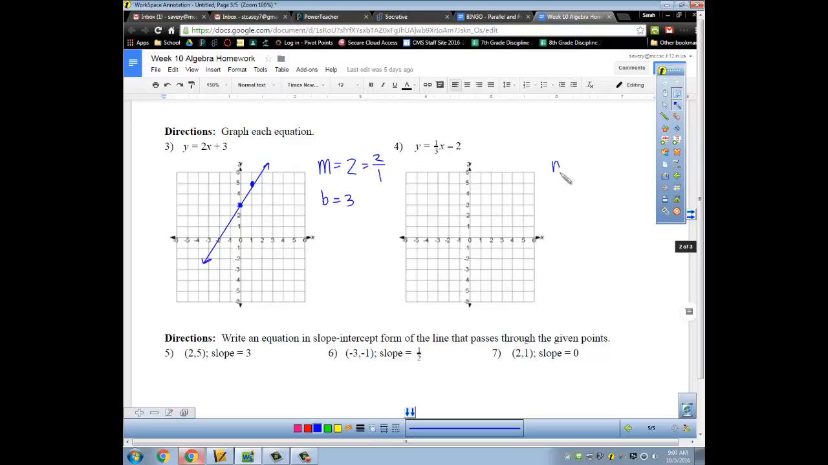Number 4, our slope is 1/3. Our y-intercept is negative 2, so begin at negative 2. And then from this point, we're going to go up 1 over 3. So connect your points and then make your little arrows on the end.